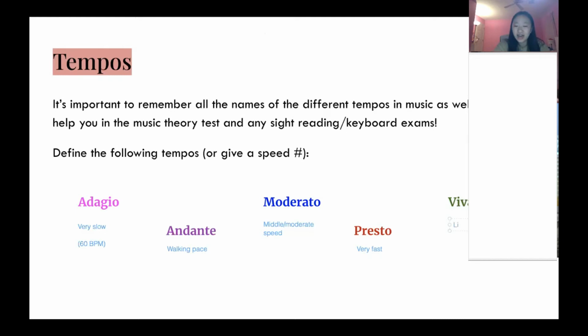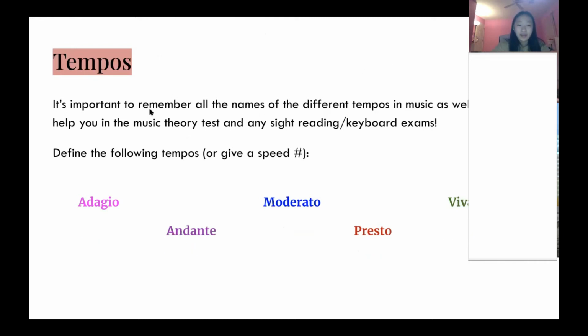It means a lively speed because viva means life, so vivace means lively speed. It's around 160 to 176 beats per minute. Hopefully those numbers make sense to you if you play an instrument. Yeah, it's pretty fast, but it's less fast than presto. Does that make sense? Yeah, okay. We'll see on the next slide anyway.